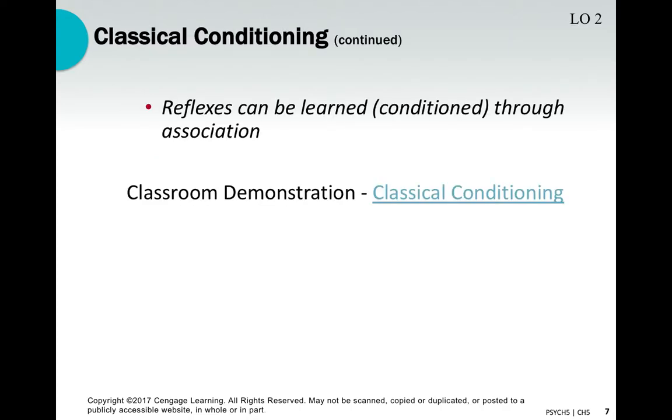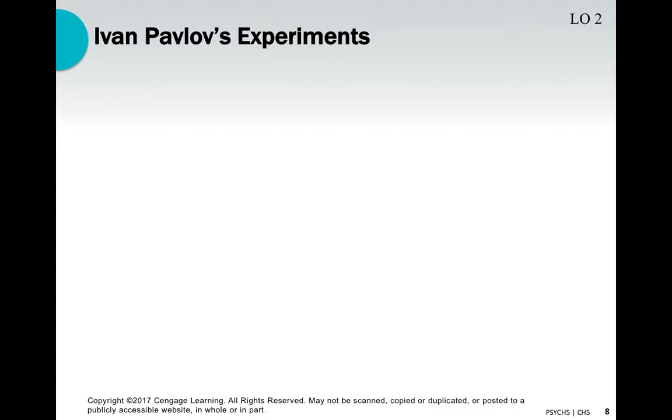We're talking about reflexive behaviors that can be learned through conditioning, through association. Anytime you see this word conditioning here, you can replace it with learning. That's kind of what we're talking about, learning theory, how organisms learn. And this theory about classical conditioning dates back to the beginning of the 20th century.